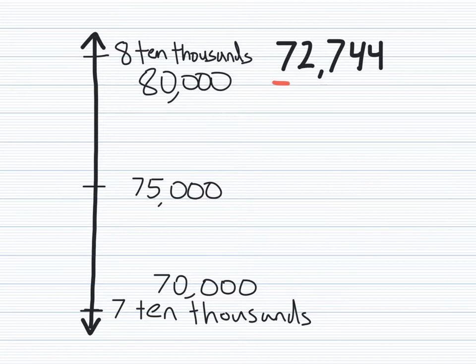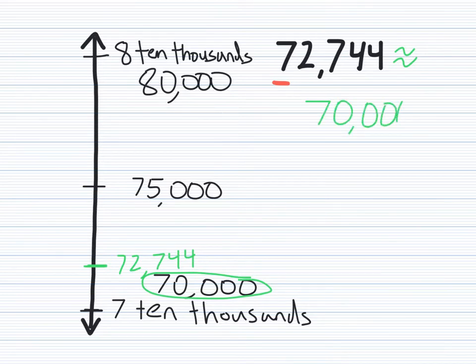So now when I look at this number, I ask myself, is 72,000 more or less than 75,000? And the answer is it is less. So I'm going to put that on my number line right about here, 72,744. So in this case, I would round down to 70,000 since it is below my midpoint. So here I can say 72,744 is about equal to 70,000. And that's when I'm rounding it to the nearest 10,000s.